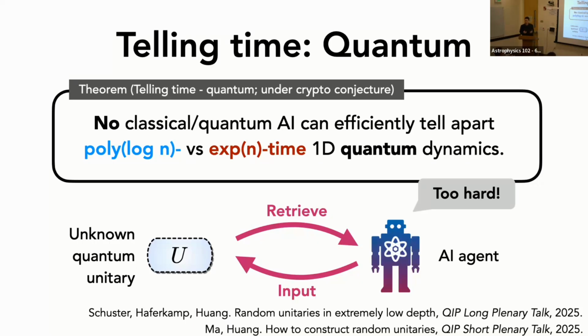The first is with Fermi Ma on how to construct random unitaries, where we provide the first construction of pseudo-random unitaries under standard cryptographic conjecture. The pseudo-random unitaries are basically just unitary dynamics that are indistinguishable from these exponential times, but are themselves polynomial time. And then in the second paper, with Tommy Schuster and Jonas Haferkamp on random unitaries in extremely low depths, we were able to compress these PRUs into very short time, and essentially this result comes out. So this sets a limitation on this very simple looking task of trying to distinguish between short versus exponential time 1D dynamics. And this is hard for both classical and quantum AI agents.